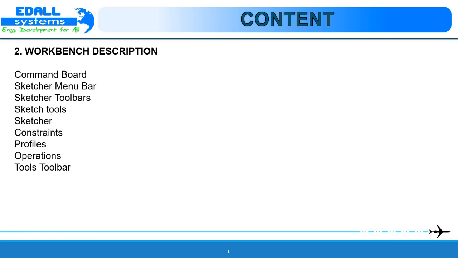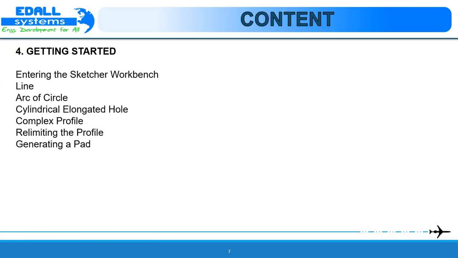Then we move on to the workbench description, under which we have command board, Sketcher menu bar, Sketcher toolbars, Sketch tools, Sketcher, constraints, profiles, operations, tools toolbar. Then we have customizing for Sketcher. Finally, we have getting started with an example where we will be able to see how to enter the Sketcher workbench, use lines, draw an arc of circle, how to cylindrically elongate a hole, complex profiles, relimiting the profile and generating a pad.